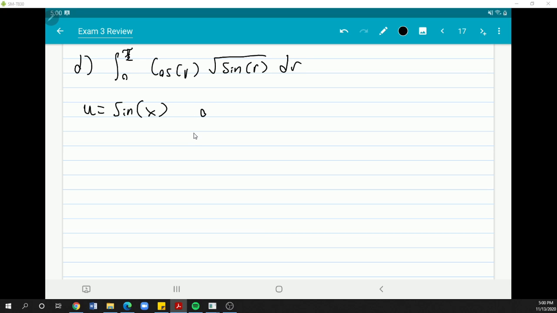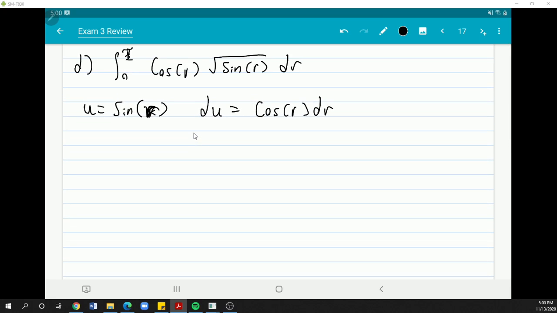Let u be equal to sine of r. Then du is cosine of r dr. So then this becomes integral, same thing, need to find new bounds. U of pi over 2 is equal to cosine pi over 2 times root sine pi over 2, which is equal to 0.